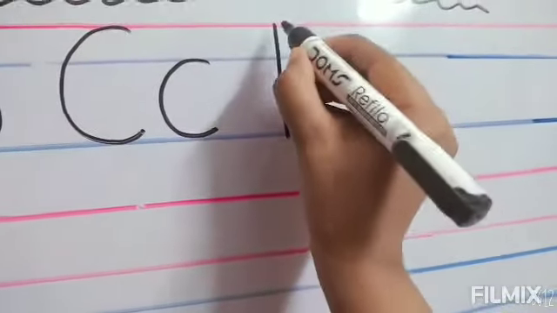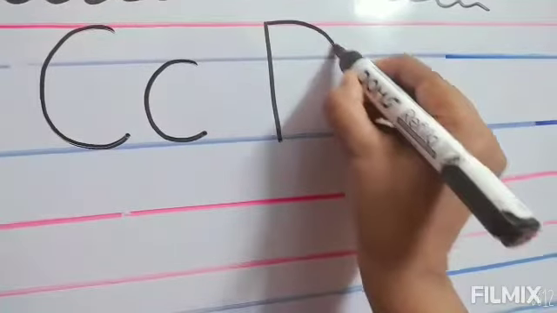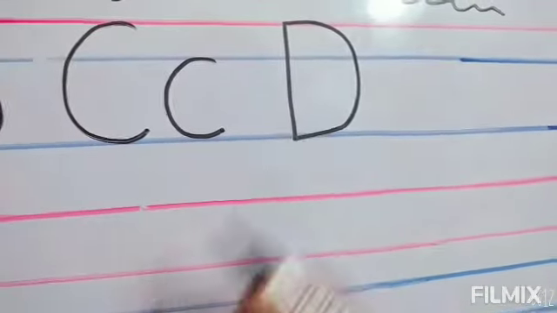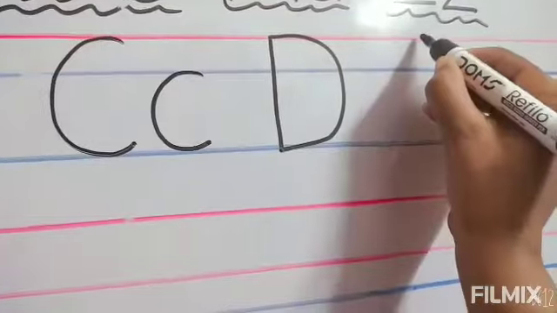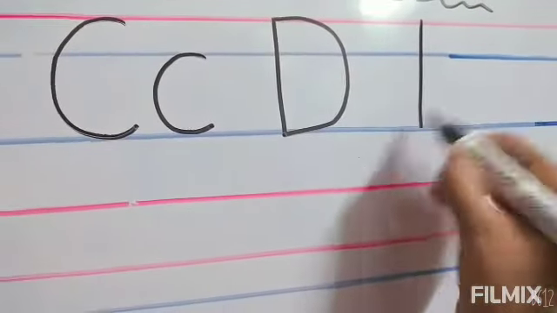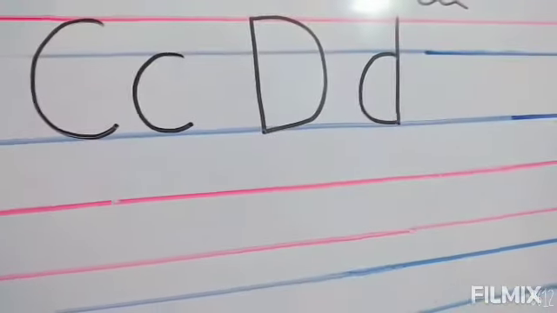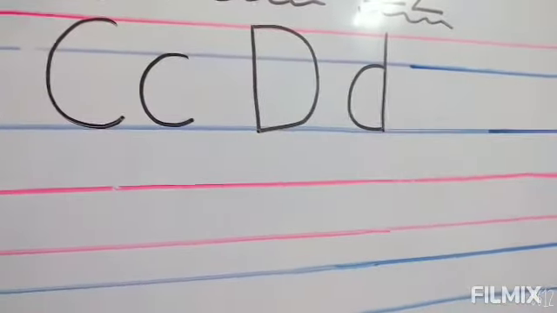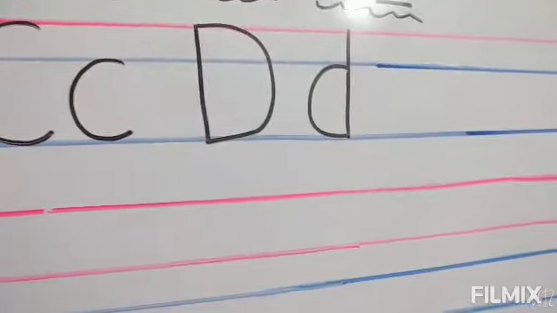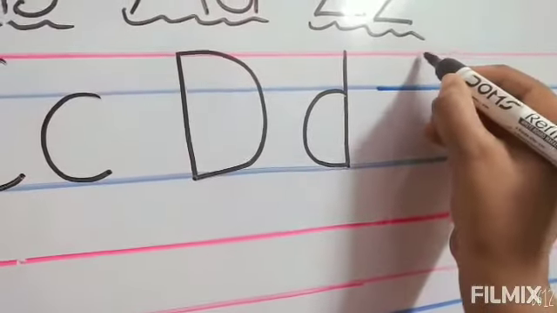D: standing line, a big close curve. Okay, now for small d we'll write a standing line and you need to write an open curve. Which curve? Open curve.